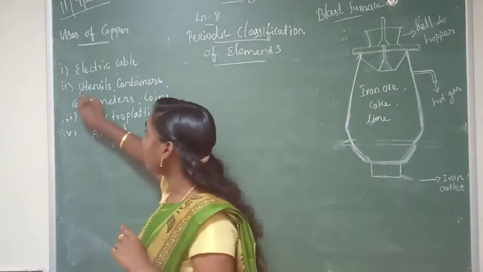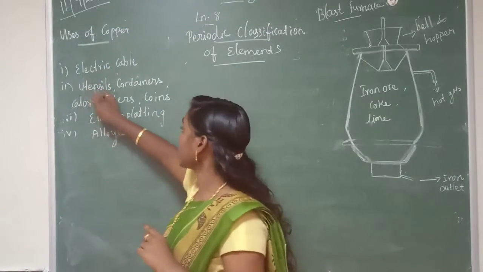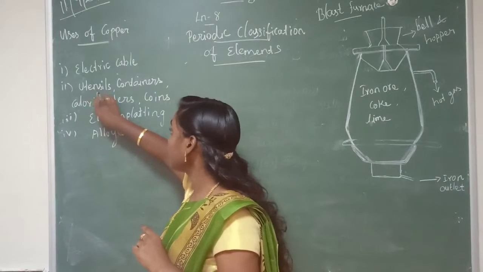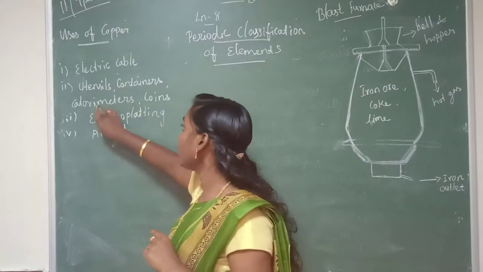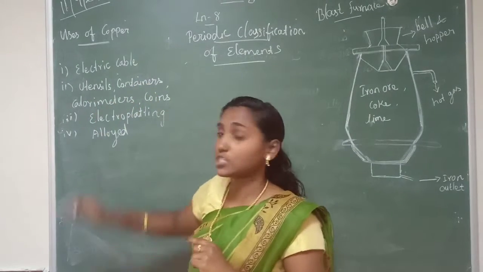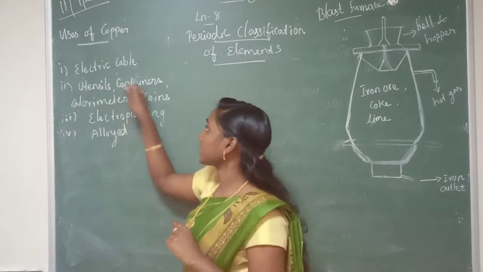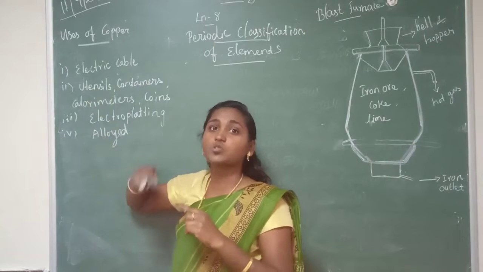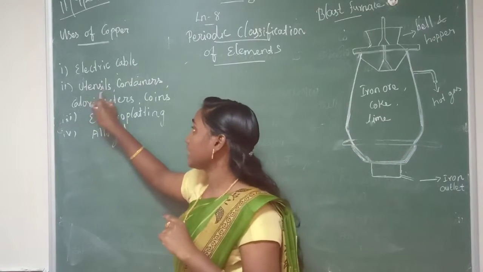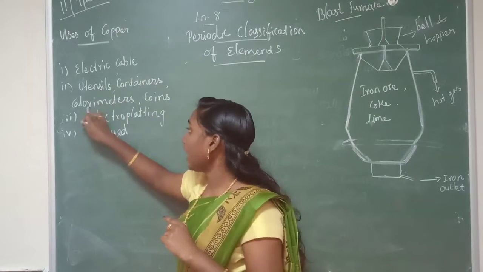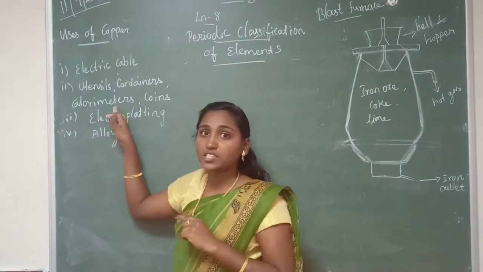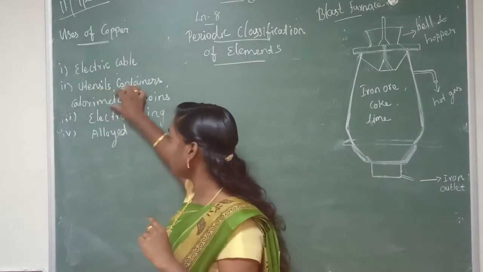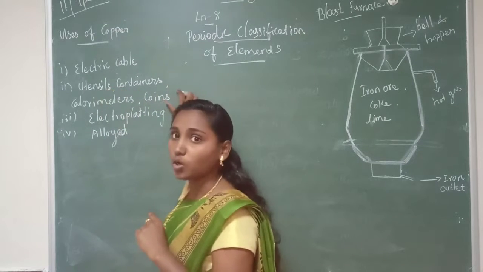The second point, copper is used in utensils, that means household articles, containers, calorimeters and coins. Utensils means household utensils, vessels, containers. Calorimeters means we use a meter to measure calories. Then coins.